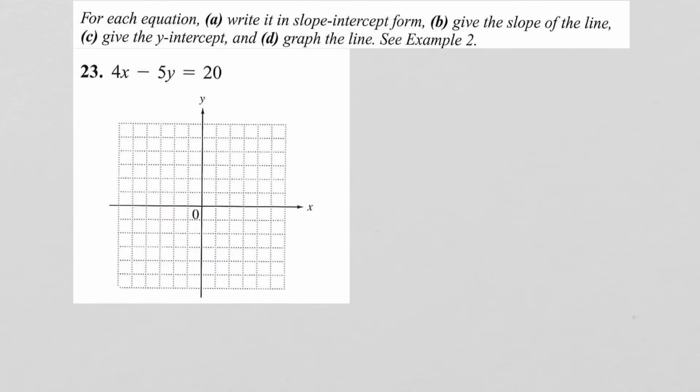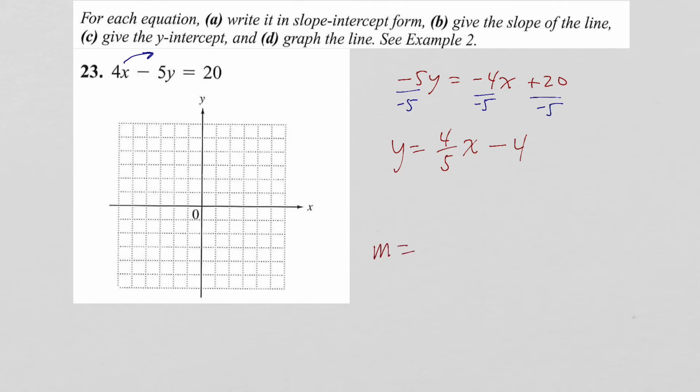Okay, for number 23, we're going to start by moving the 4x over, and we're going to get negative 5y is equal to negative 4x plus 20. And then I'm going to divide everything by negative 5. And we're going to get y is equal to, now negative divided by negative is a positive, so we have positive 4/5 x. And a positive divided by a negative is a negative. 20 divided by 5 is 4. So our m, our slope, is equal to the number in front of the x, so that's 4/5. And our b, the y-intercept, is the number after that, so that's going to be negative 4.